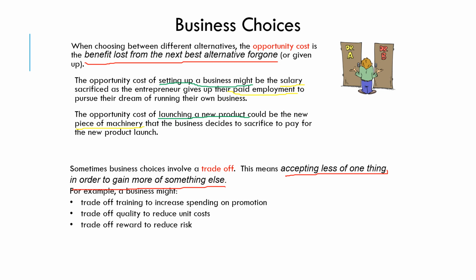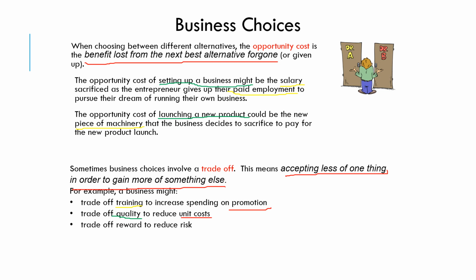a trade-off between training your staff and increased spending on promotion. We can't spend as much on training and spend as much on promotion at the same time, so there's going to be a trade-off between them. We might have to have less training in order to have more promotion. We might have to trade off quality with unit cost. So we might have to have slightly lower quality products in order to reduce our unit costs. By having lower quality, we have cheaper materials, it reduces our unit costs. So less quality, a better unit cost.